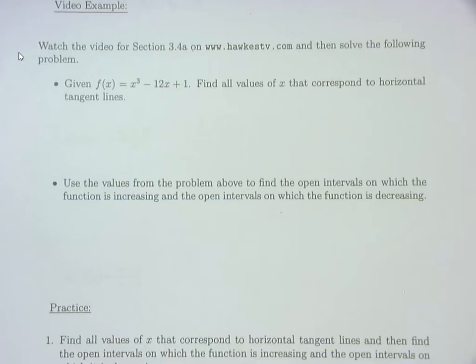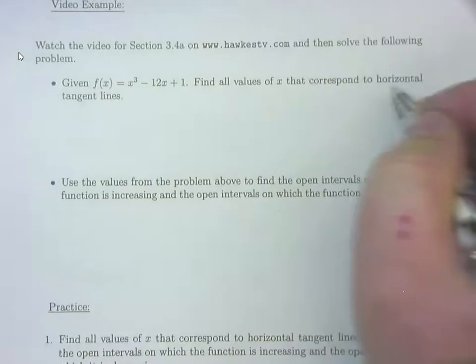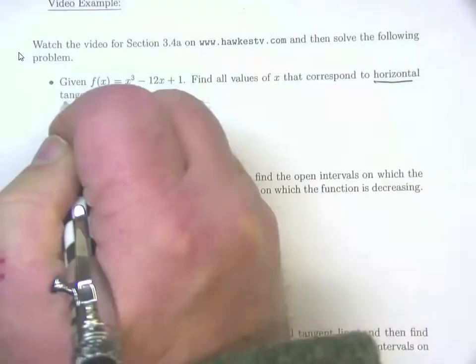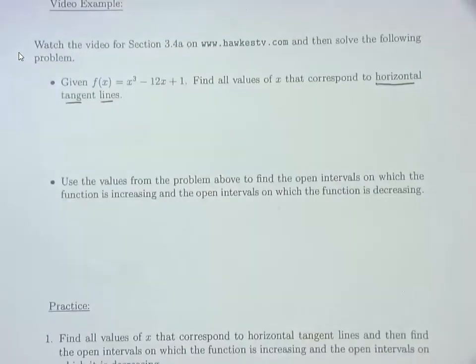Let's see what it says here. It says this: given f of x is x cubed minus 12x plus 1. Find all the values that correspond to a horizontal tangent line. What does it mean? Let's tie it together. A horizontal tangent line. We just talked about that a few seconds ago.